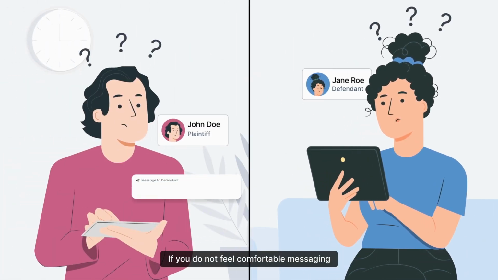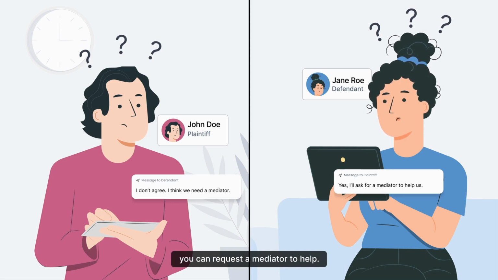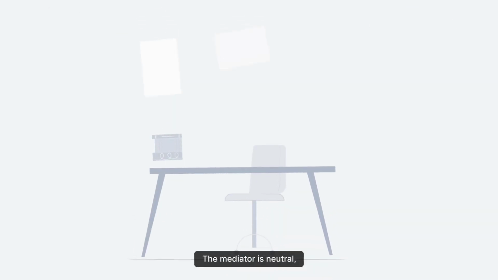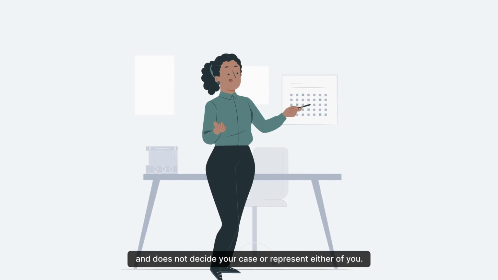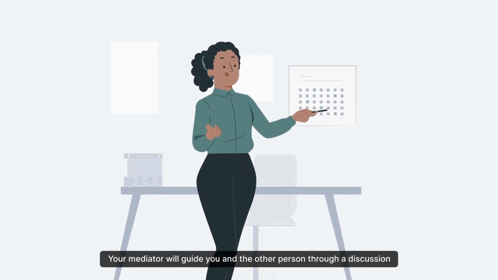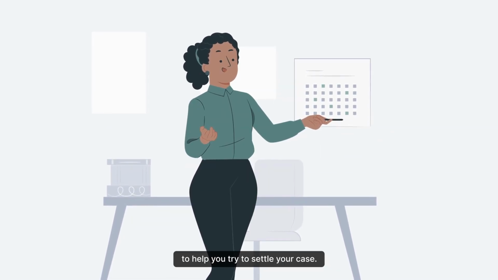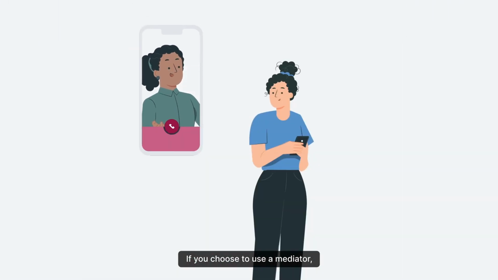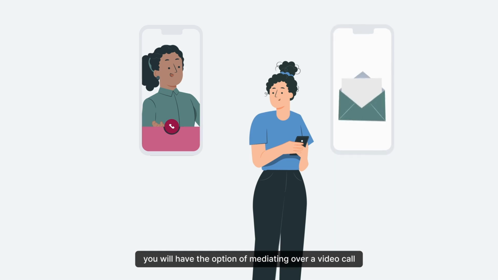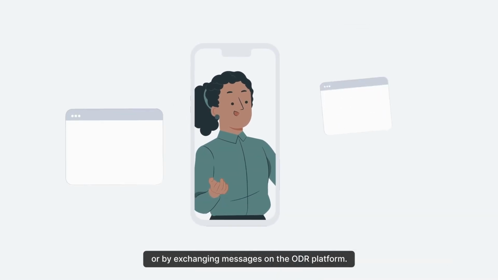If you do not feel comfortable messaging with the other person in the case on your own, you can request a mediator to help. The mediator is neutral and does not decide your case or represent either of you. The mediator will guide you and the other person through a discussion to help you try to settle your case. If you choose to use a mediator, you will have the option of mediating over a video call or by exchanging messages on the ODR platform.